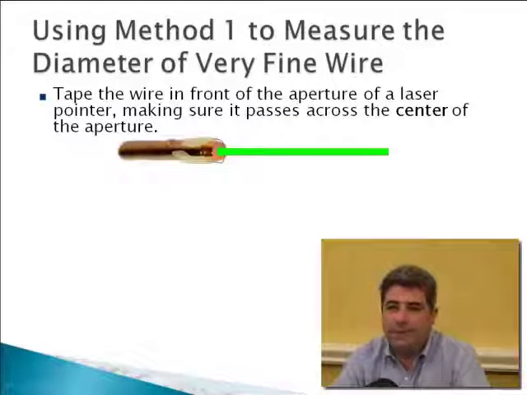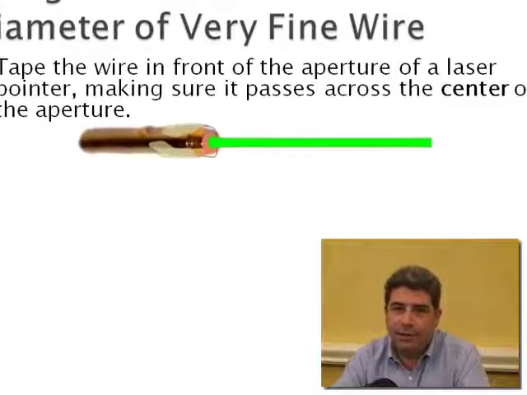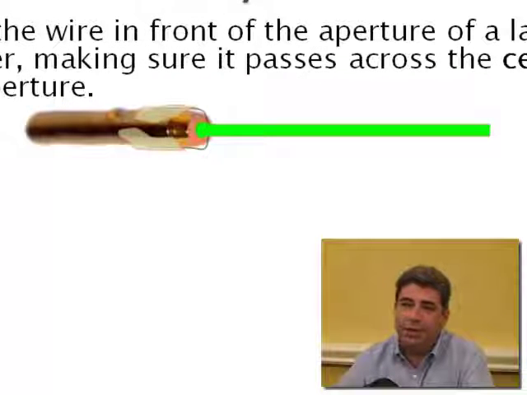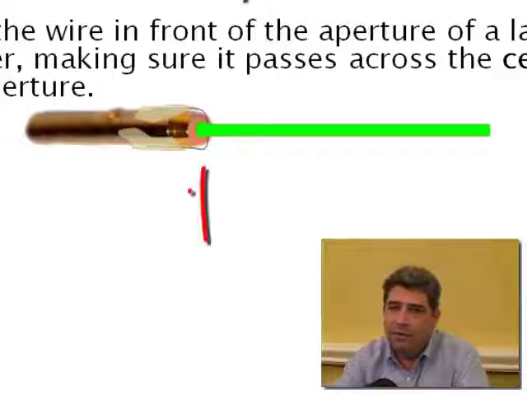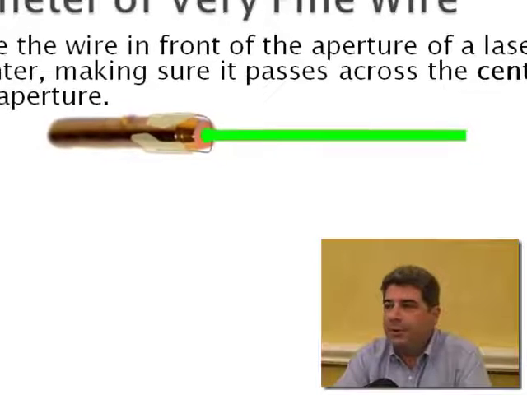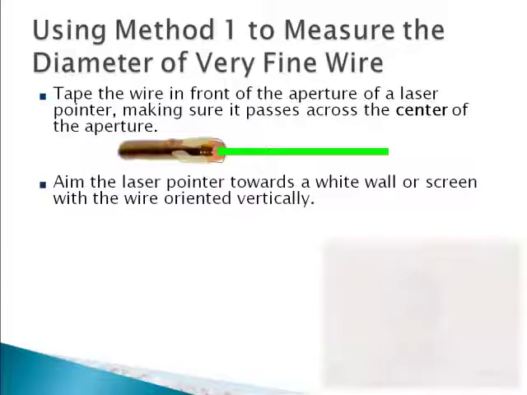Okay, now let's look at this demonstration here, setting up the experiment that I did earlier with a laser pointer. To be able to create the interference patterns using method 1, you need a laser pointer on which you're going to mount in the center of the aperture a very fine piece of wire. Then you aim the laser pointer towards a light color wall which you're going to use as screen.